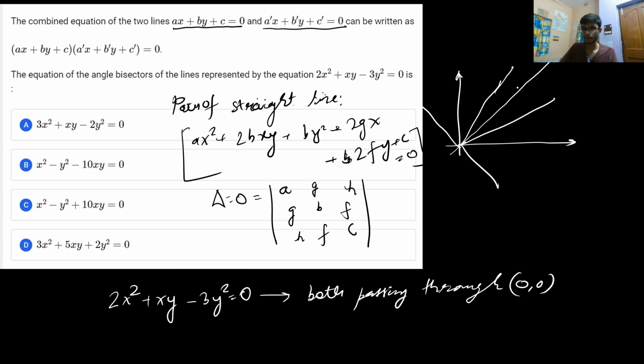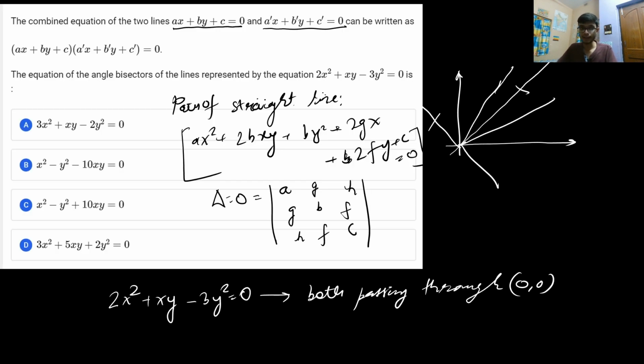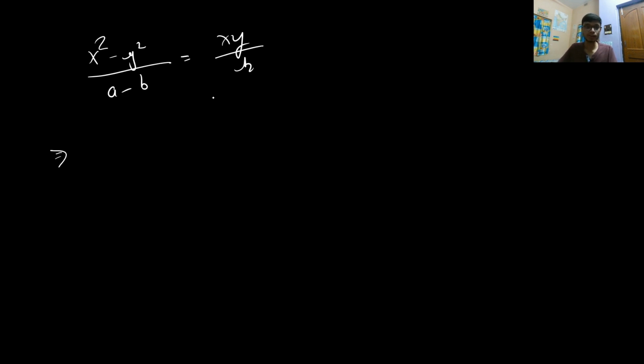The angle bisector: this line and this line together form a pair of straight lines, and we want the pair of angle bisectors. If you have studied the angle bisector, the angle bisector of a pair of straight lines is given by the formula x square minus y square divided by a minus b is equal to xy by h. From the question you can make out that a is equal to 2 and b is equal to minus 3.